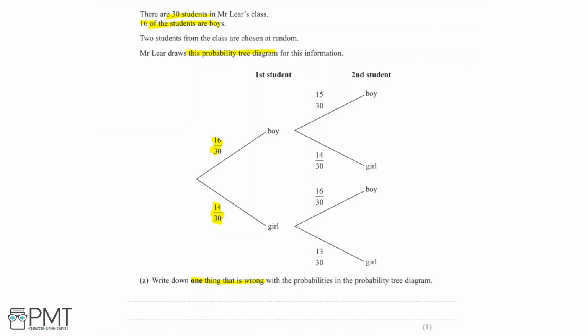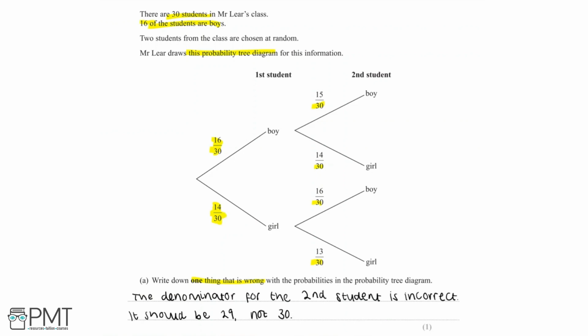But then when we look at the second student, we can see that the denominator for all of these are 30. Since we're told that 2 students from the class are chosen at random, it means that the denominator for the second student would be out of 29 and not 30. And so we can say that one thing that is wrong with the probabilities in the probability tree diagram is that the denominator for the second student must be out of 29, not 30. And now this answer will get us the 1 mark needed for this question.